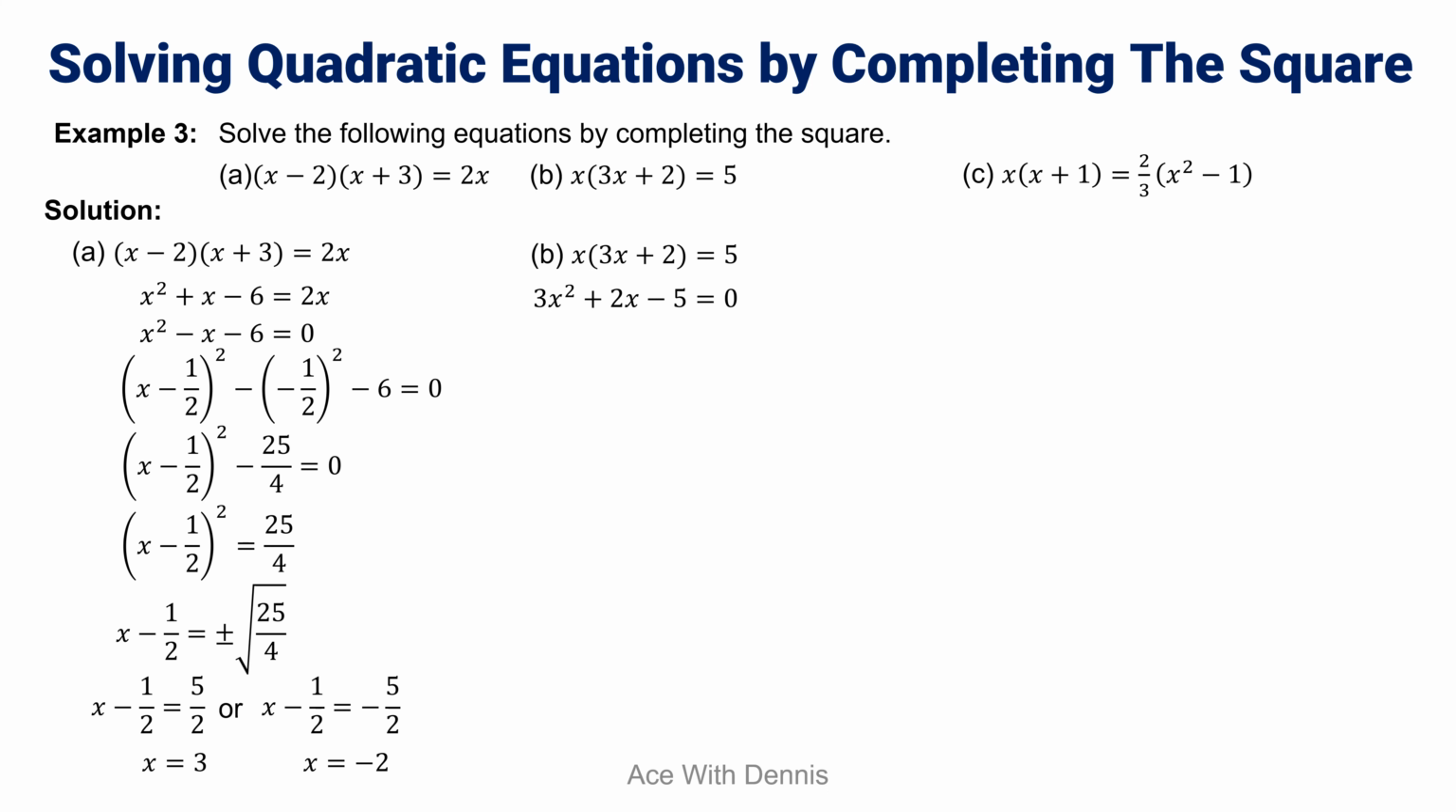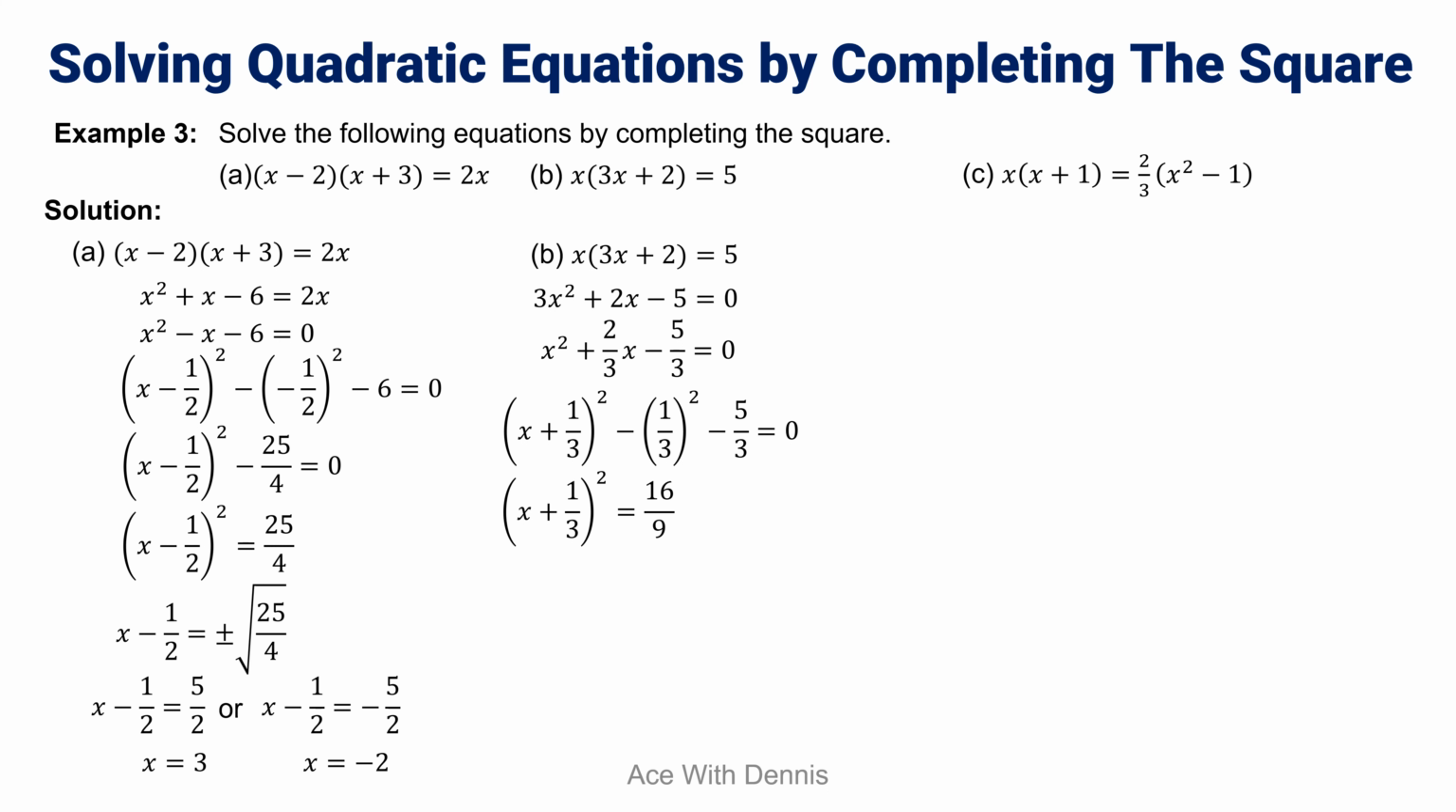So what I have to do is divide both sides by 3, and I will get x squared plus 2 over 3 x minus 5 over 3 equals 0. Now the coefficient of x squared is 1. I can apply the formula for completing the square, and I will get (x plus 1 over 3) squared minus (1 over 3) squared minus 5 over 3 equals 0.